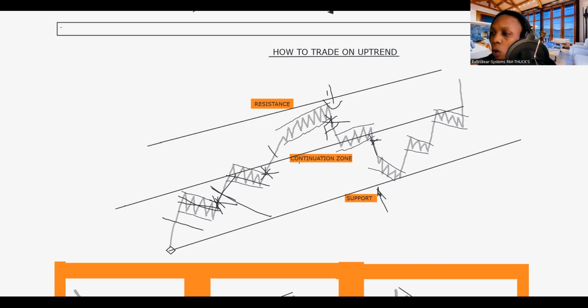inverted. So we call it the continuation zone, because of what? Because we have reversal patterns, reversal bullish impulse and correction, and then reversal bearish impulse and correction. And we also have bullish correction, which is a bullish reversal, and we have bearish reversal.